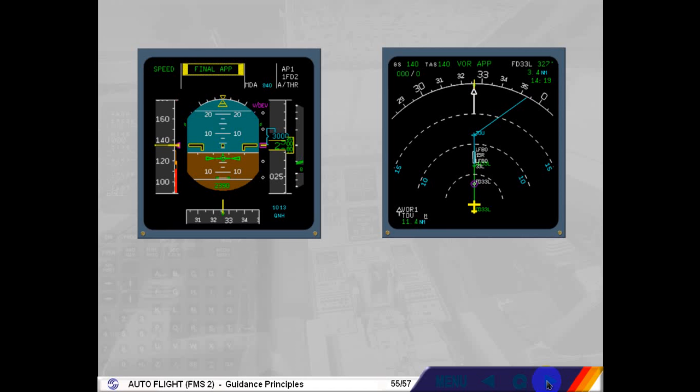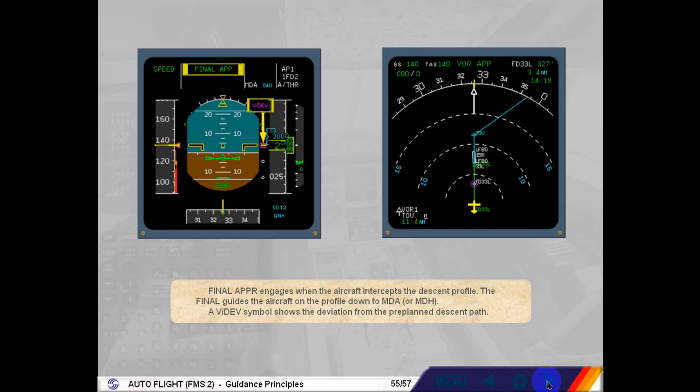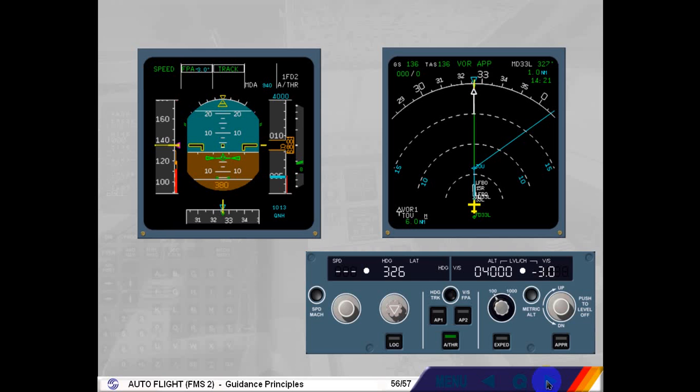The FINAL APP engages when the aircraft intercepts the descent profile. The FINAL guides the aircraft on the profile down to MDA or MDH. A V/DEV symbol shows the deviation from the pre-planned descent path. The FINAL APP disengages if heading vertical speed or track flight path angle modes are engaged, or if the pilot pushes the LOC push button.